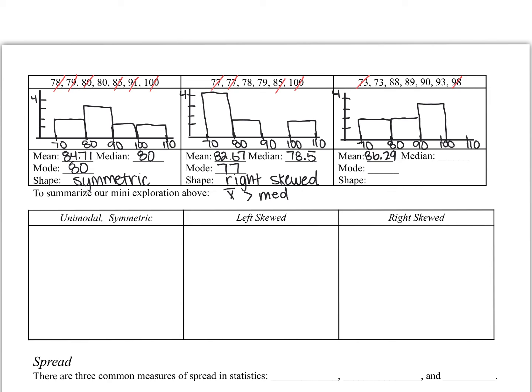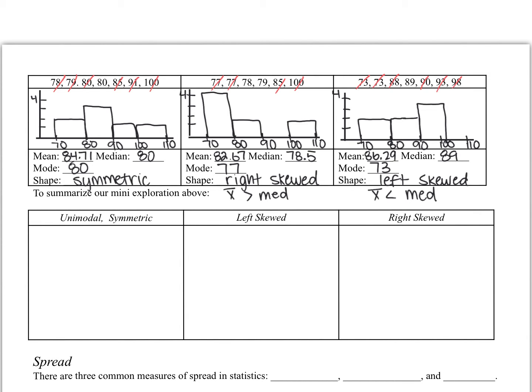When I calculate the median, I end up with 89, and my mode ends up being 73. So in this case, the majority of my values end up being at the higher end. So that means we're looking at left skewed. So when we have left skewed data, the mean is going to be less than the median.